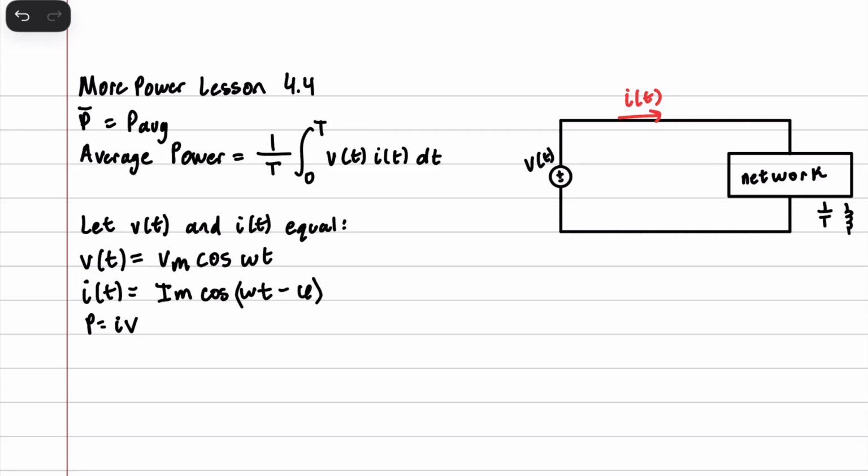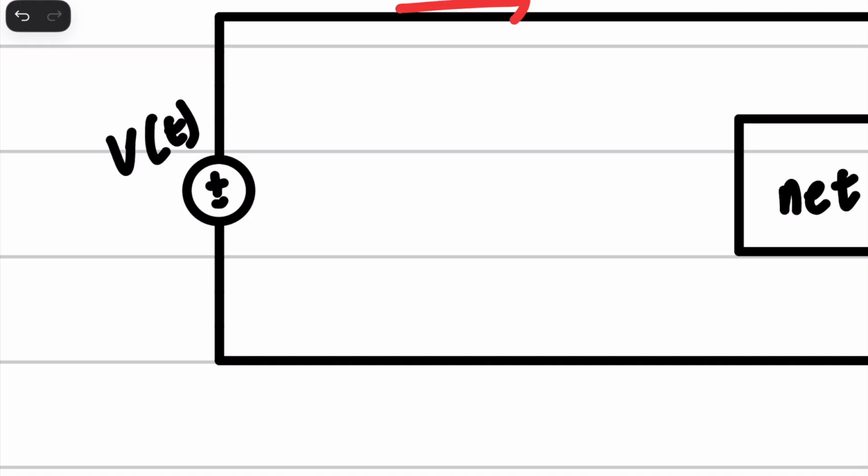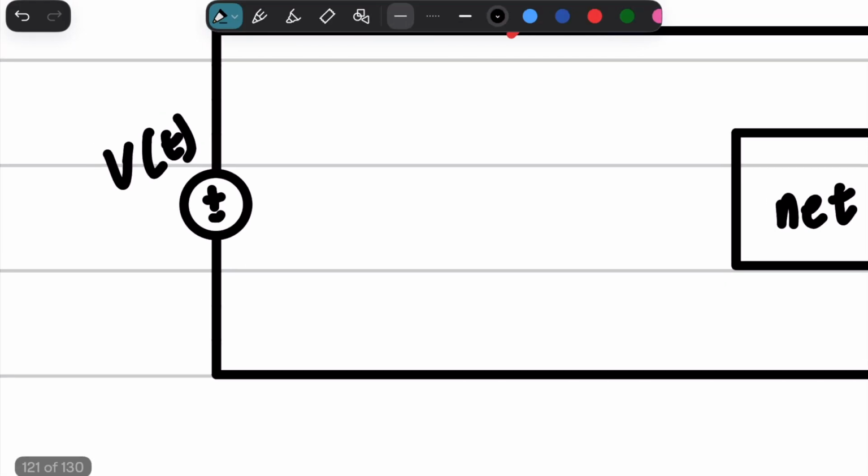Hello everybody. Today we are going to be looking at more power. I was trying to determine what I would call this lesson. I just wanted to call it more power because we are going to be analyzing power in a steady state configuration with our voltage source being a sinusoid.